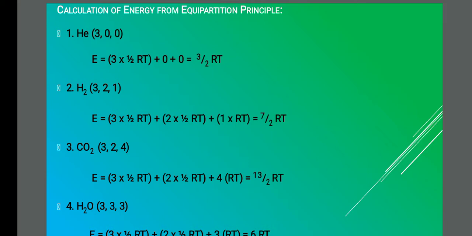Okay. Calculation of energy from the equipartition principle. First we can calculate for helium. Helium is given as 300. Why we have written 300 is nothing but the degrees of freedom.